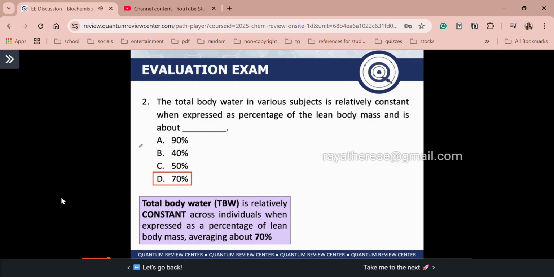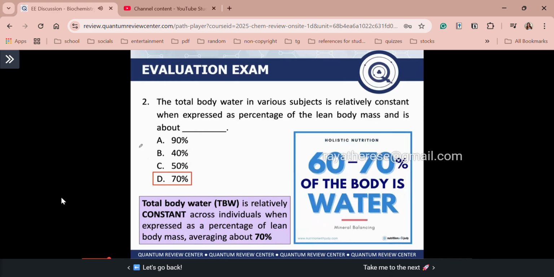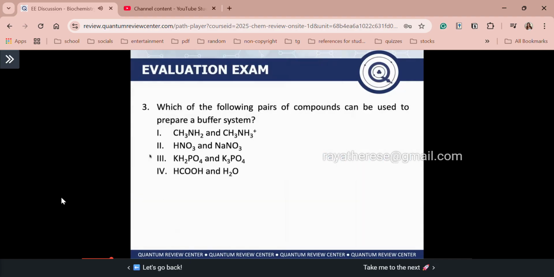Actually, class, it's a range: 60 to 70%. In our choices there is no 60%, but if they also included 60% in the choices, of course, pick the higher option. So 70%, class, is our answer for number 2, and that's letter D, okay? I hope that's clear. Let's proceed with our next item.